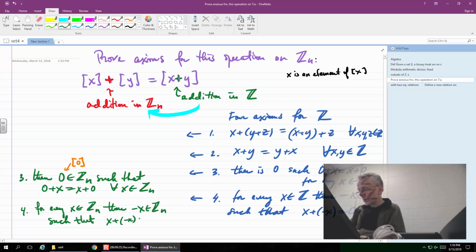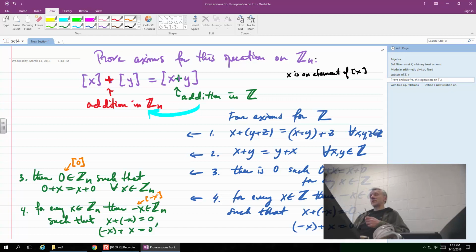Here I have to have negative x plus x equal to 0. So you can predict what that element is. Negative x is simply the equivalence class generated by negative x. So it's like all the algebra of Z is taken, and then you put brackets everywhere. If you look at that, that's exactly what happened over there: x plus y is equal to x plus y. So let's put brackets there, and then we have the definition of our operation on Zn.